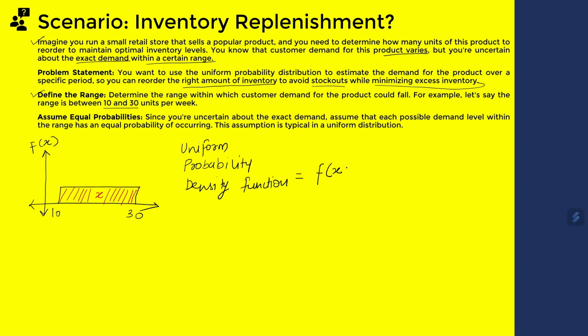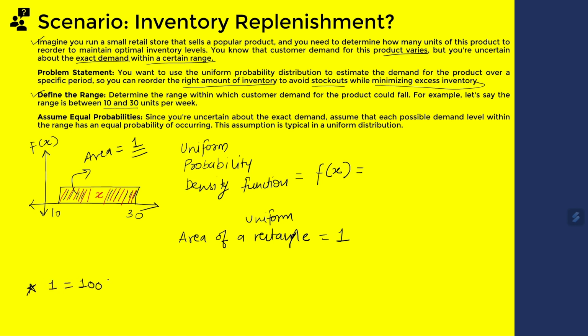So function x is going to be like this, in which we know that the area of a uniform rectangle is always 1, meaning that the shaded portion of this rectangle is our area, which is always 1 in the case of uniform probability distribution, because 1 means 100% probability.